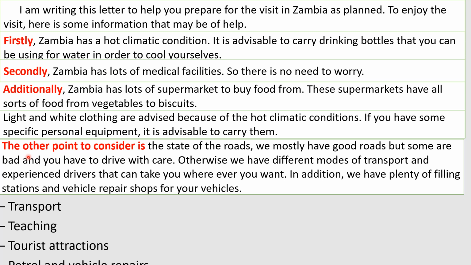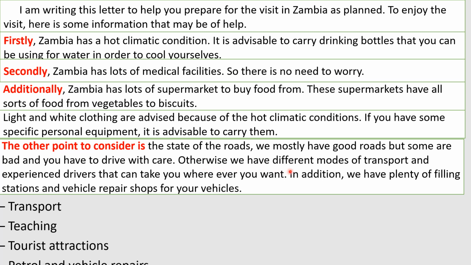So these are 3 points all put in one. So to show that this is a different point, I had to use these words: the other point to consider is. Then I started writing the state of the roads. I had to tell them that most roads are good, but some are bad, and you have to drive with care. Okay. Then after that, talking about transport, what can I say about transport? We have different types of transport. We have bicycles, we have buses, we have trains, we have all sorts of transport. So I thought, okay, that's what I'm going to write.